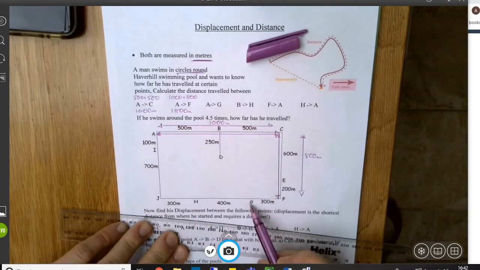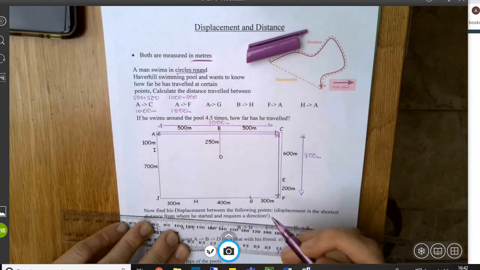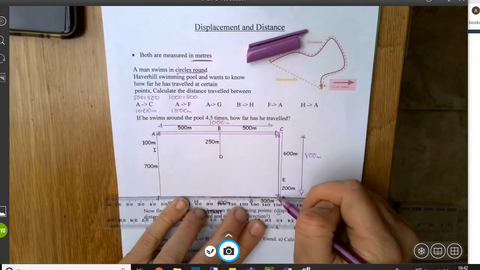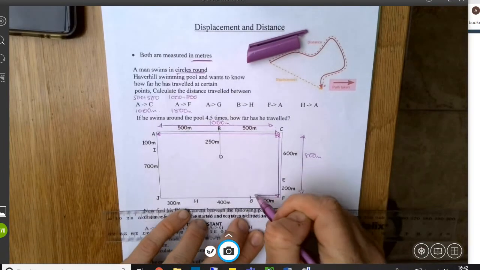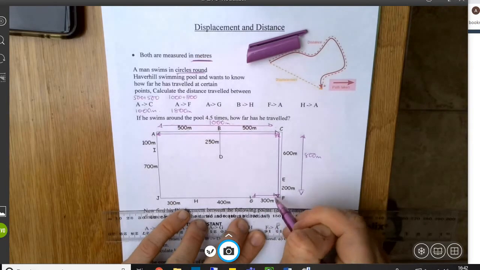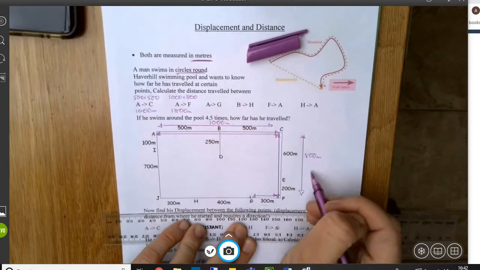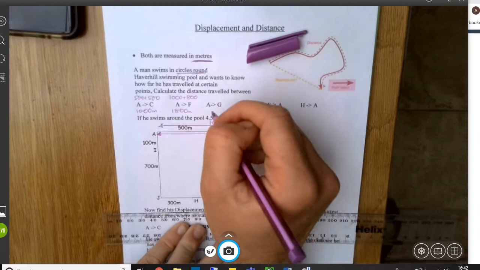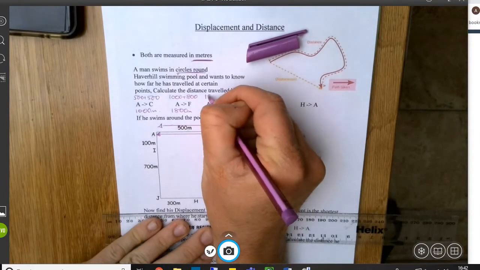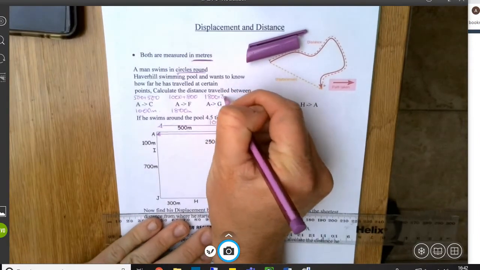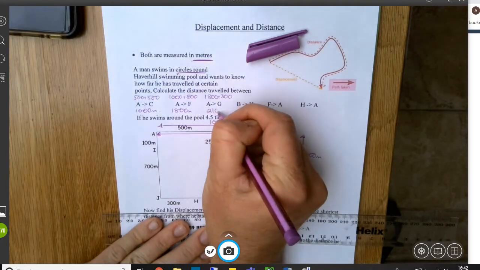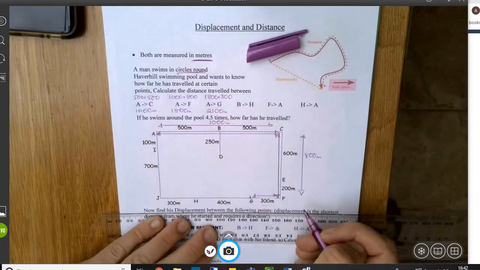Next we're looking at A to G, so G is this point here. Again he's circling around the pool, so all we're doing is adding another 300 meters to the route he's already taken. That gives us a distance of 2,100 meters.